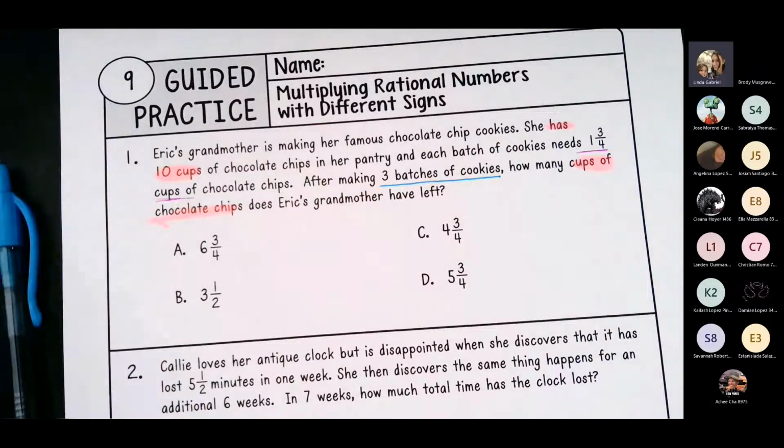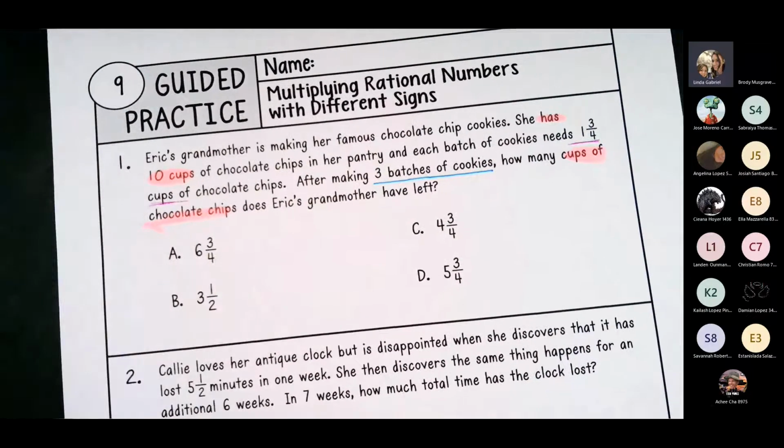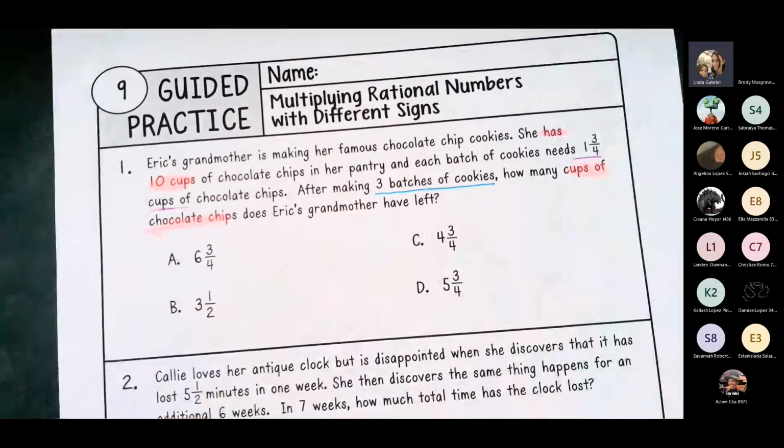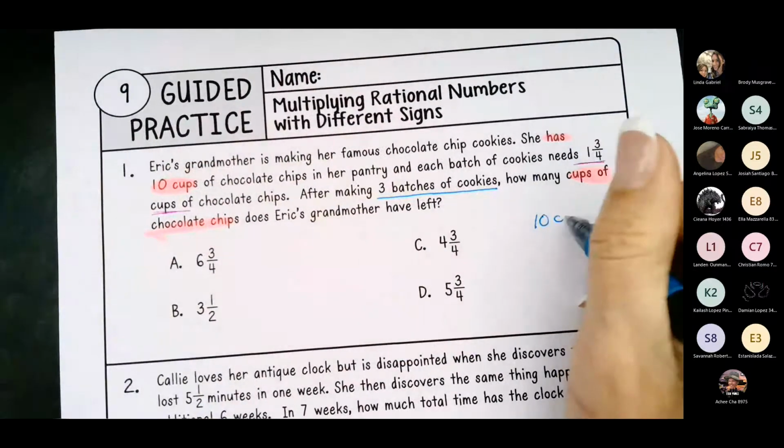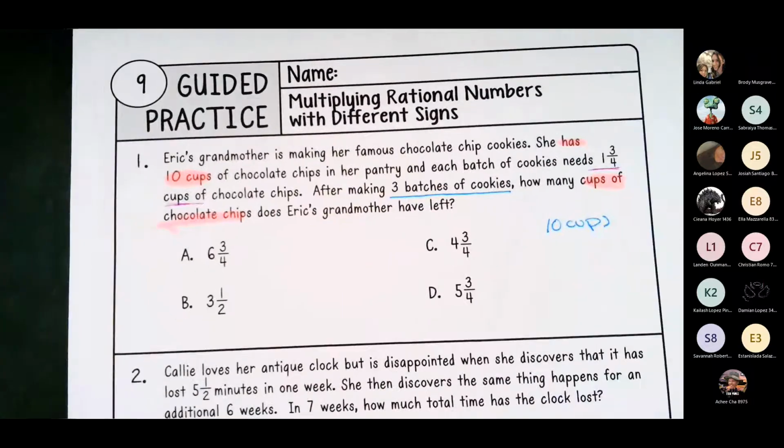Ooh, this is a doozy, right? All right, Eric's grandmother's making her famous chocolate chip cookies. So she has 10 cups. That's how many we have? 10 cups.